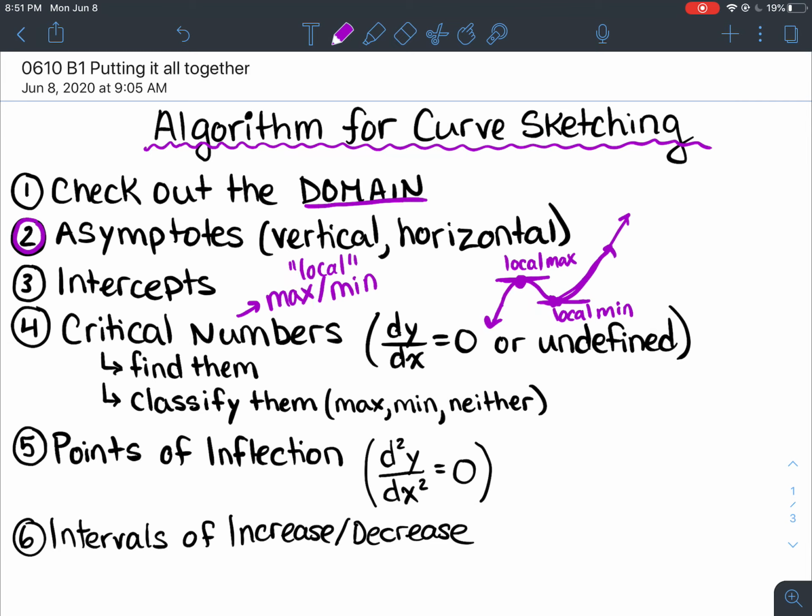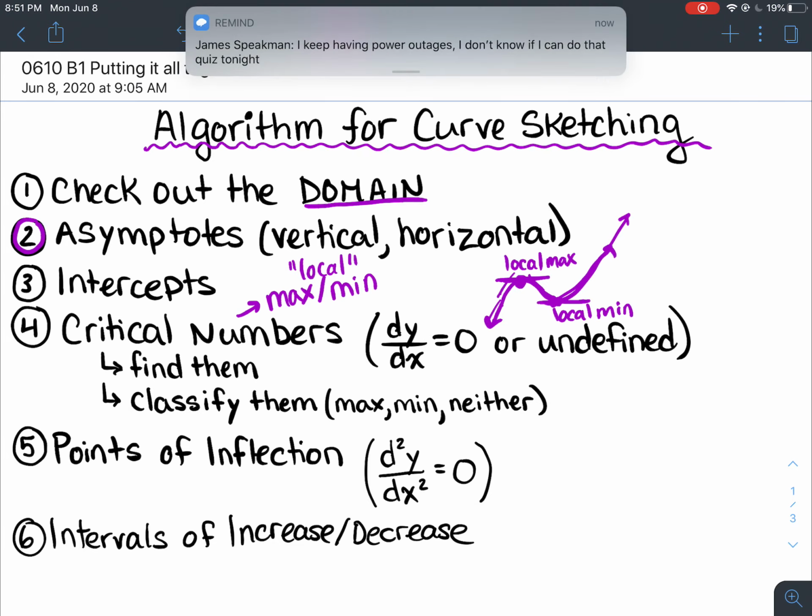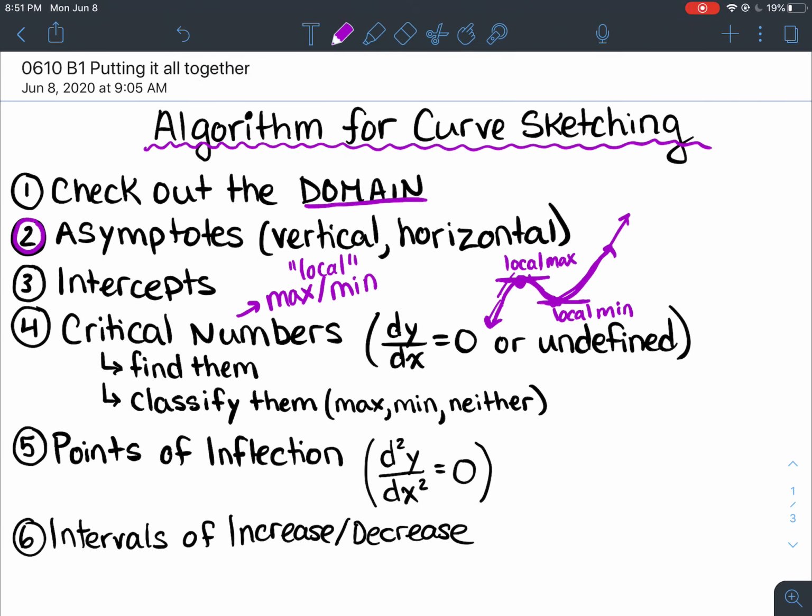So you want to find them and you want to classify them. Are they maximums? Are they minimums? We have a couple ways of doing this. We can use the derivative and figure out if it goes from increasing, a positive slope, to decreasing, a negative slope. So we can check the value of our slopes, and as long as it switches from positive to negative or negative to positive, that tells us about local maxes and mins. We can also use the second derivative to tell us.